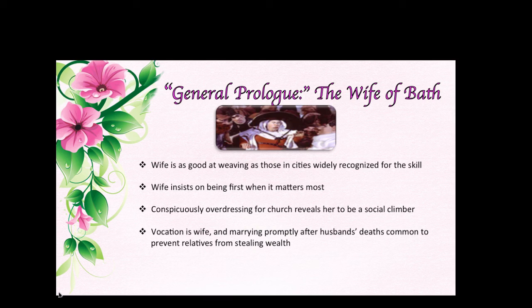We learn that she's had 5 husbands, and she's looking for a 6th if she can find him. And her prologue, of course, defends this idea of multiple marriages. Now, Cooper points out that marrying promptly after husbands' deaths was very common in medieval England because women were not actually allowed to legally own anything. Everything belonged to a woman's father before she was married and her husband afterward.